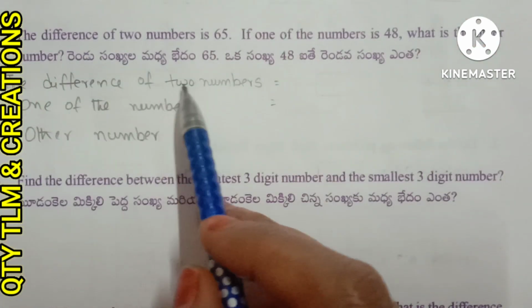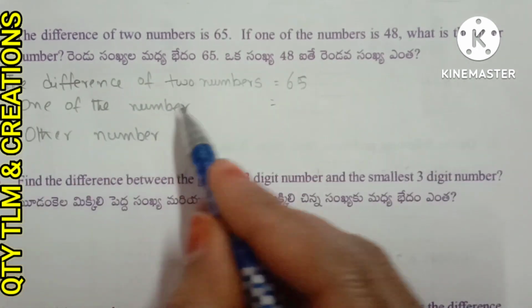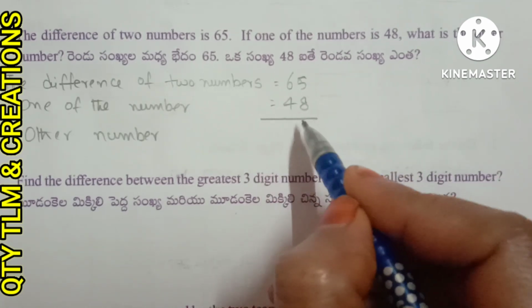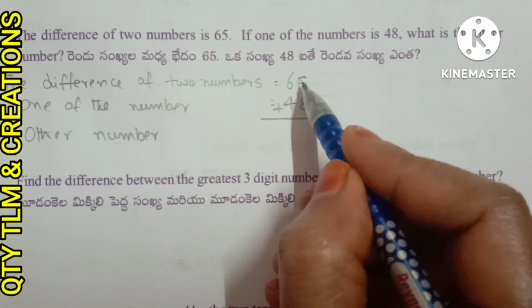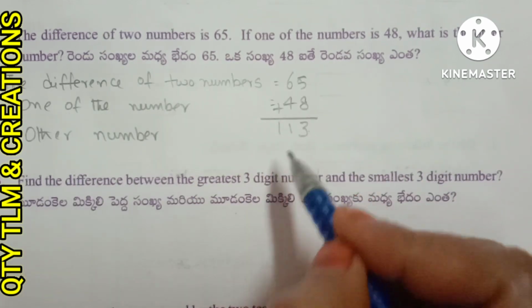The difference of the two numbers is equal to 65. One of the numbers is 48. Here we have to add 48 plus 65. We get 113. This is the other number.